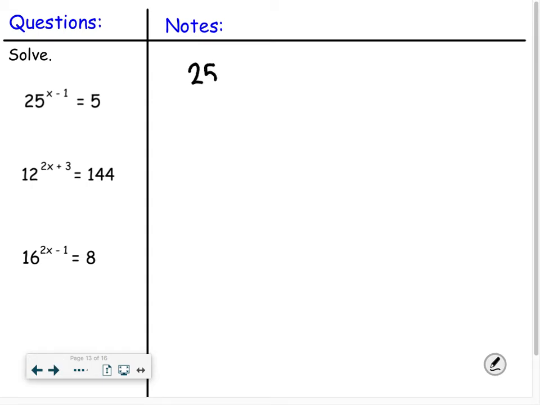So the first one, hopefully you can figure out the common base. So the common base on this one should be the number 5. 25 is 5 squared. Notice the exponent is x minus 1 on that side. So keep that x minus 1 outside of your parentheses. The number 5 is just 5 to the first power.